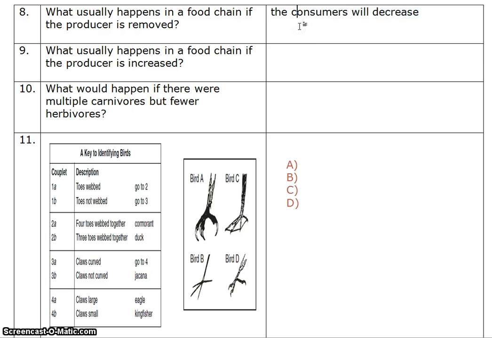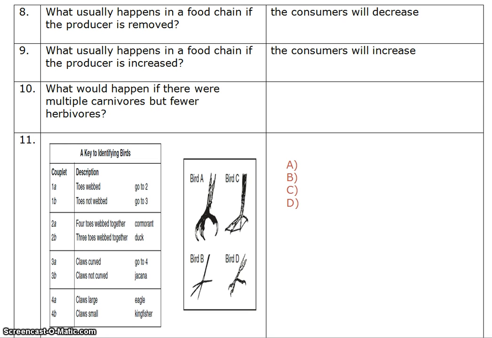So if all the producers are gone, then the consumers are going to decrease because there's not going to be anything, at least for the herbivores to eat. And if the herbivores die, there's not going to be anything for the carnivores to eat. So overall, the consumers will decrease. Number 9, what usually happens in a food chain if the producer is increased? Well, you could probably figure that out: if we have a lot more producers, we're going to end up with a lot more consumers.